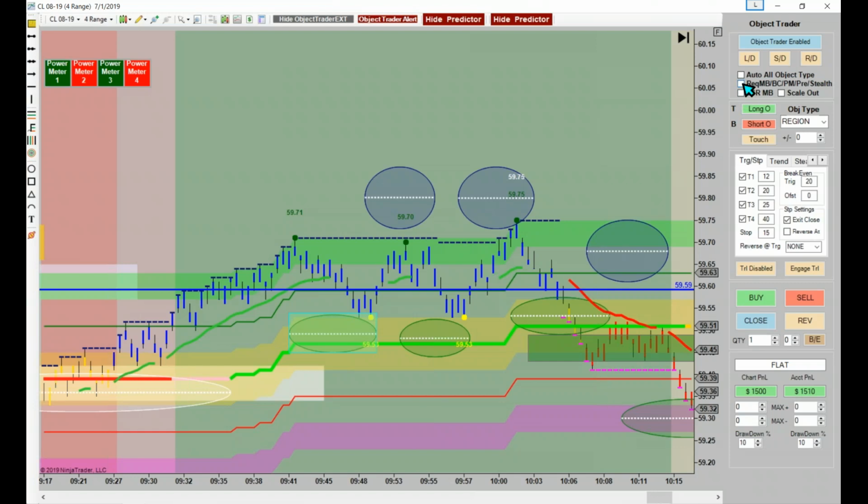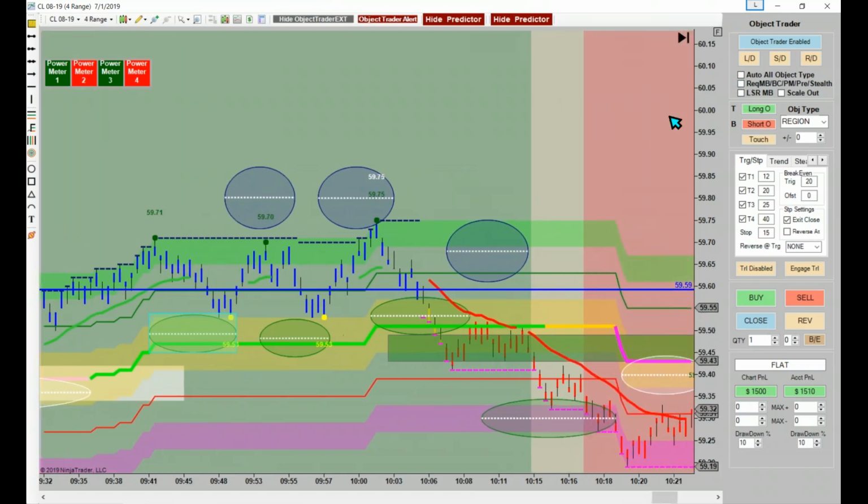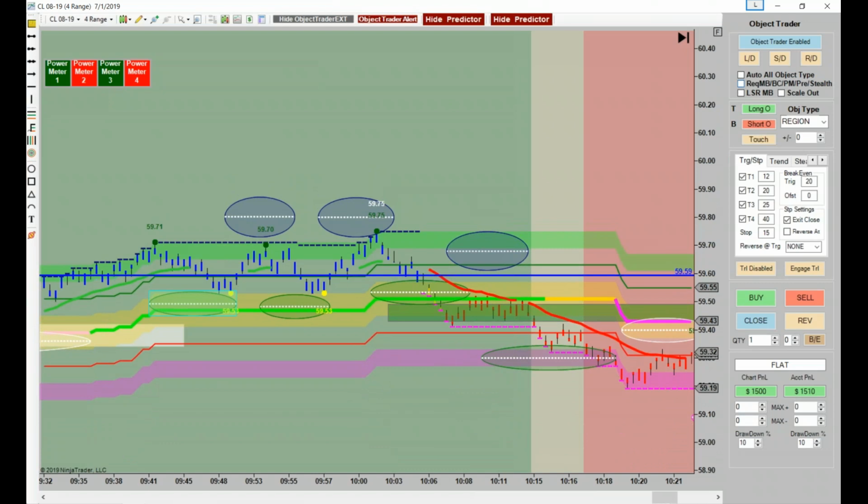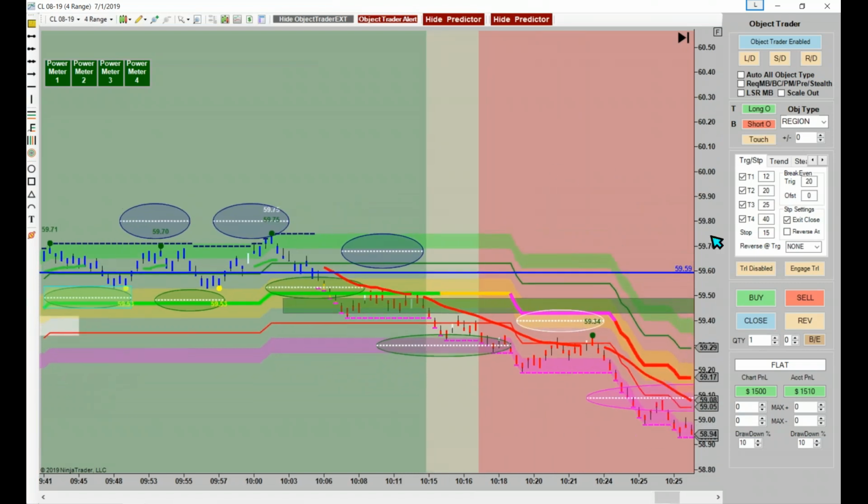But you got to be careful with predictors because there's a lot of them that print, and if you have long and short turned on, it's looking for T and B buttons. So it's looking for B button, T button, T button, B button, T button, B button. So you want to be careful with that.